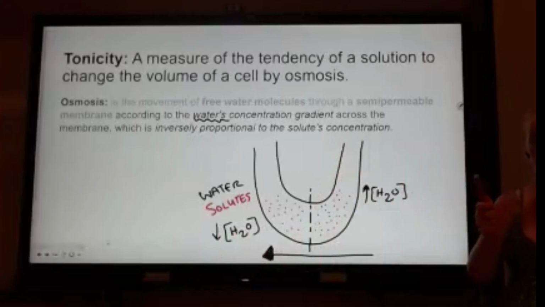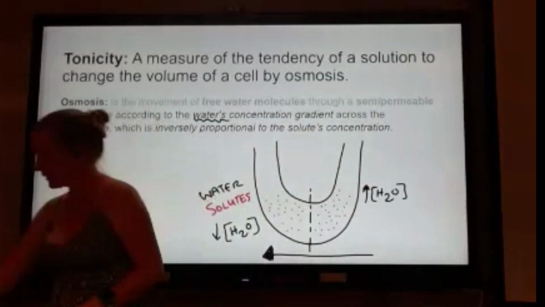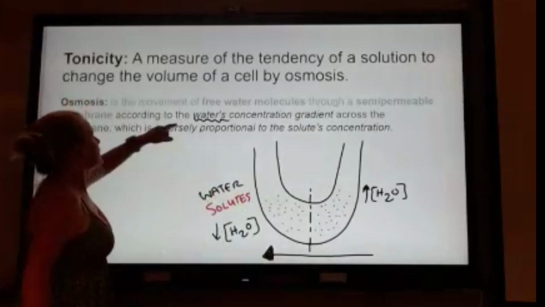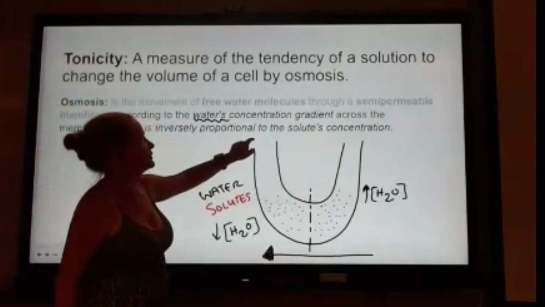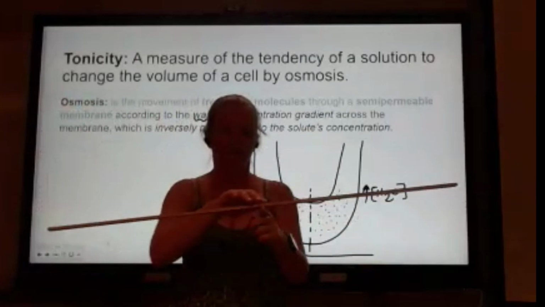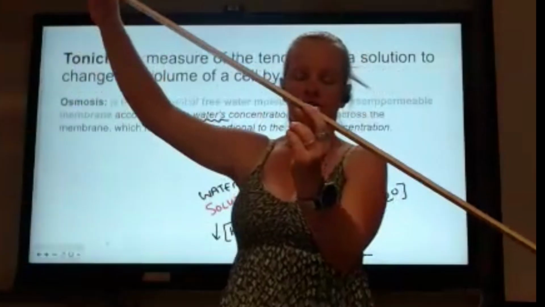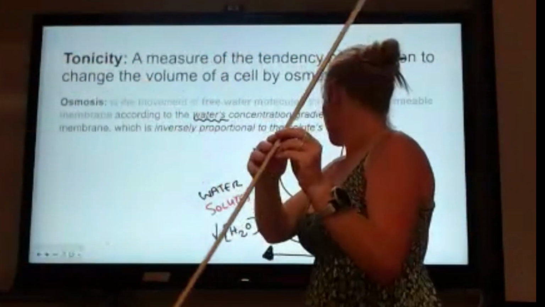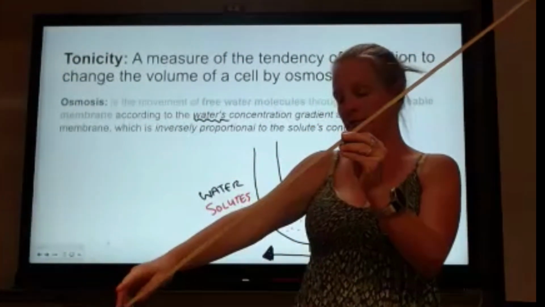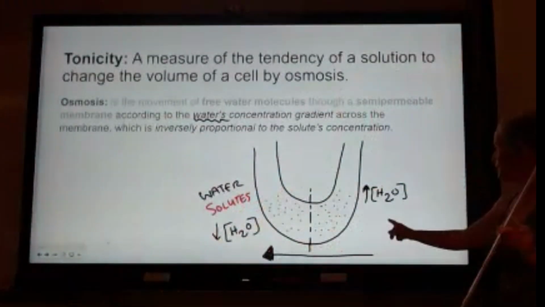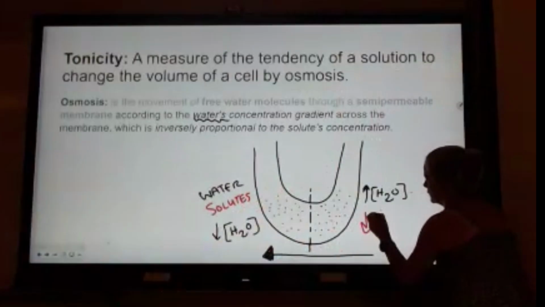Here's the confusing part where people get mixed up because this is backwards land. The concentration of the water is inversely proportional to the solutes' concentration. So here's my little teeter-totter stick. Can you guys see that okay? If I have a high concentration of water, that means that I have a low concentration of solutes. So on this side, if my water concentration is high, my solute concentration is low.